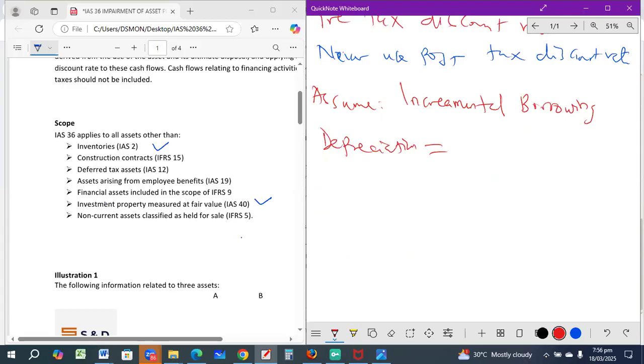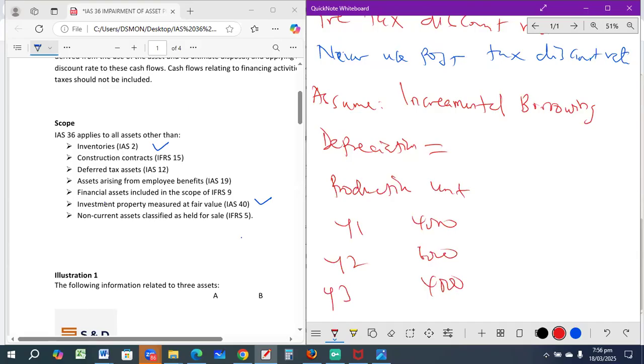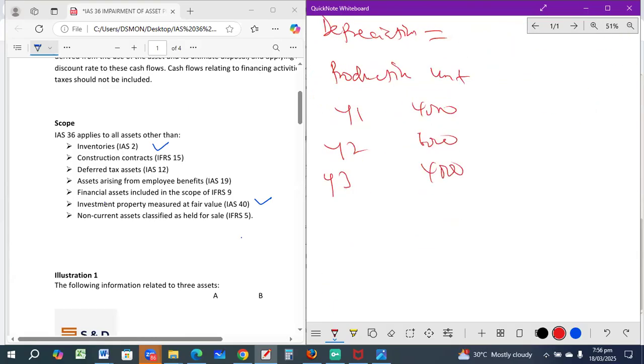And in the same way, they can give you the production units for these assets. Production units: year 1, 4,000. Year 2, 6,000. Year 3, 4,000. Then they can give you the sales price, let's say 10. Then they will give you some direct costs. They can give you labor costs per unit, 2, material, 4.